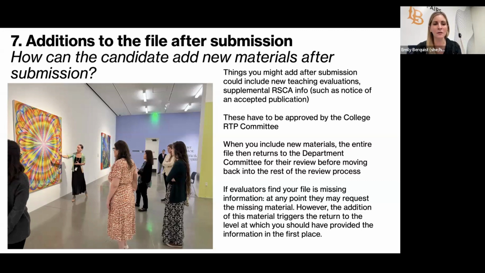So for example, say I forgot to put the student evaluation summaries in my file. The college committee notices that, they are going to send my file back to the department and have me input my student evaluation summaries at that point. And then we will hop back into the process.